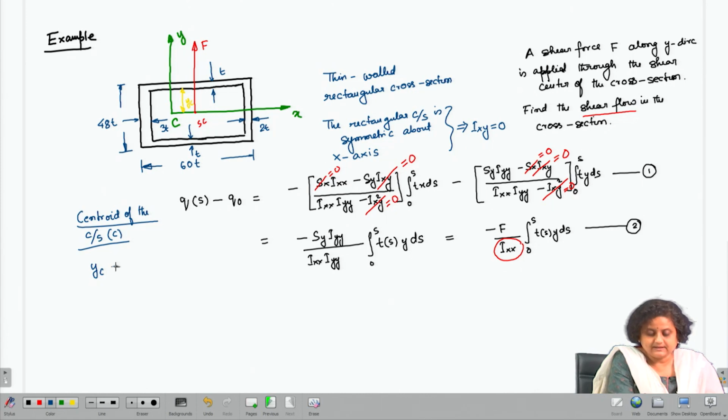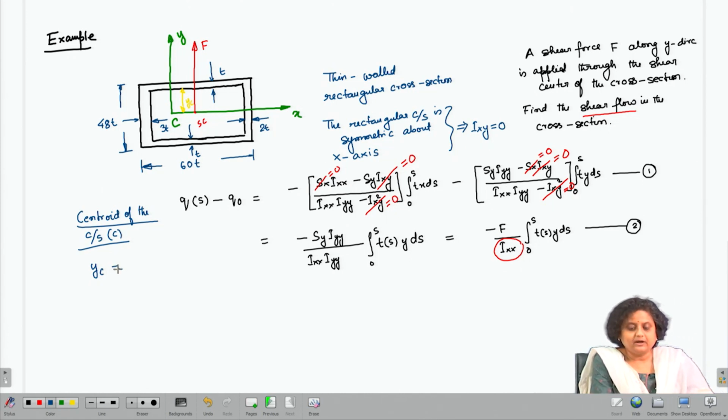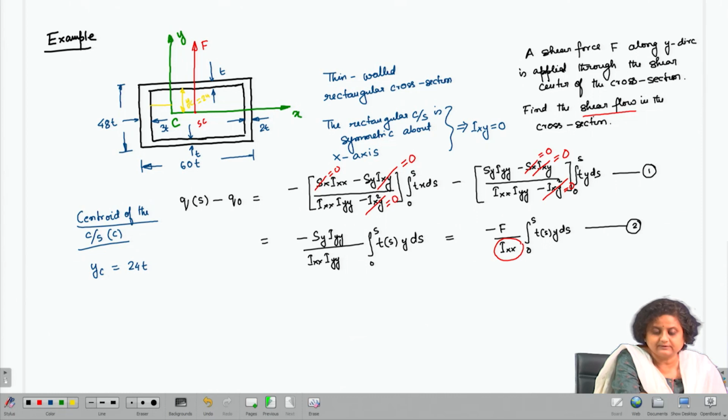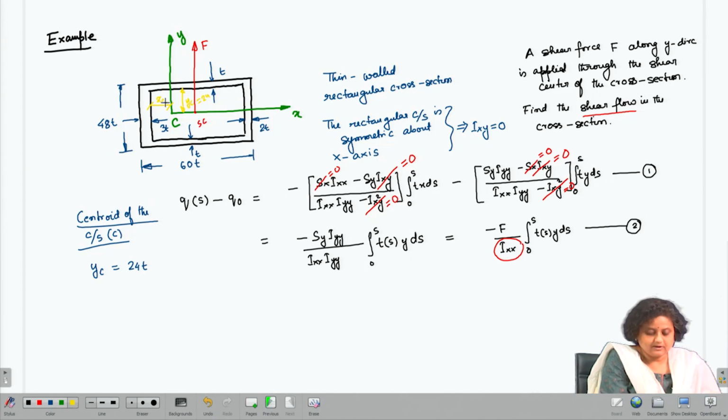So, let us see how we can find out y c. So, y c is of course 24 t, it is through the x axis, half of this. We need to find out x c. So, let me call this as x c. So, that is what we need to find out. So, let me find out what is x c.